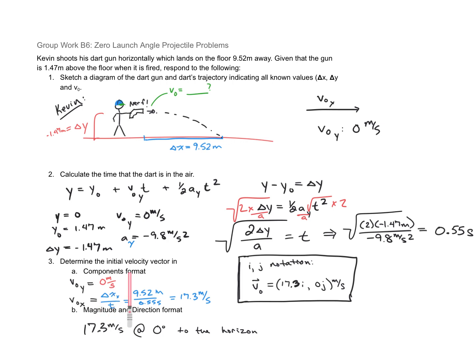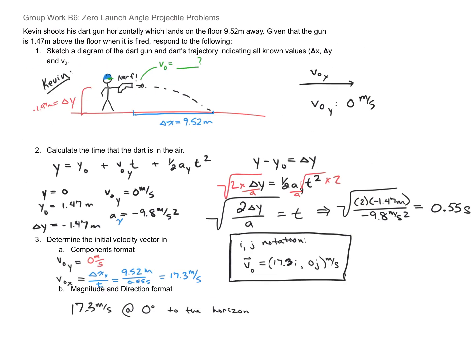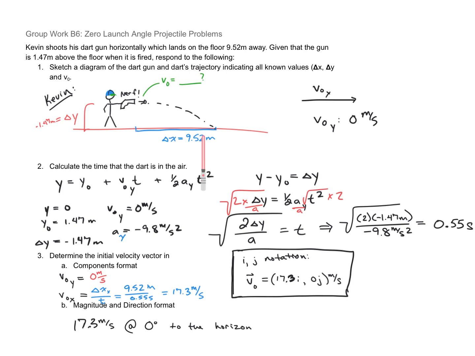Now, the component format is using these notations of i and j, and if you have taken pre-calc already, you will have seen this before. If you haven't taken this class yet, basically all I'm asking you to identify is what is the velocity in the y dimension, and it's 0. And to determine the velocity in the x dimension, we just have to understand that it traveled 9.52 meters in the x in that time.